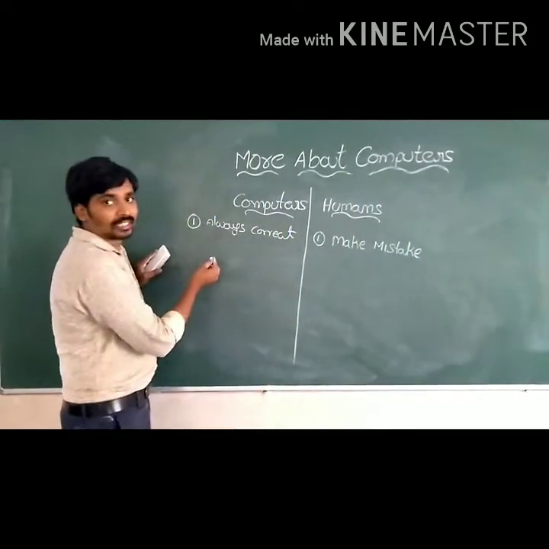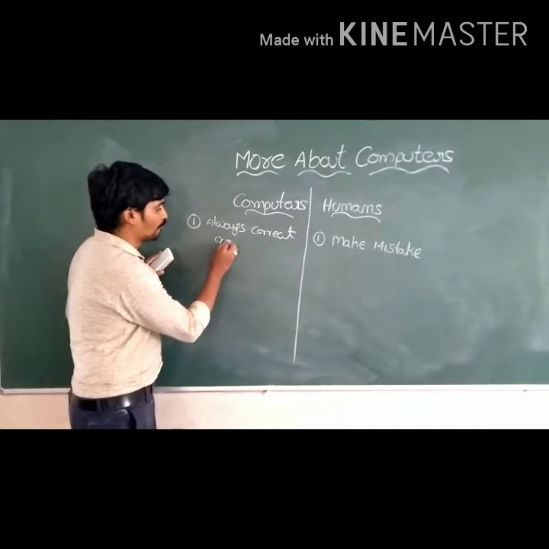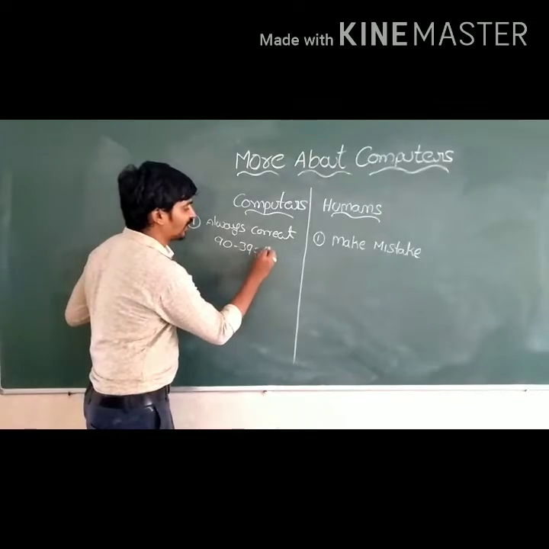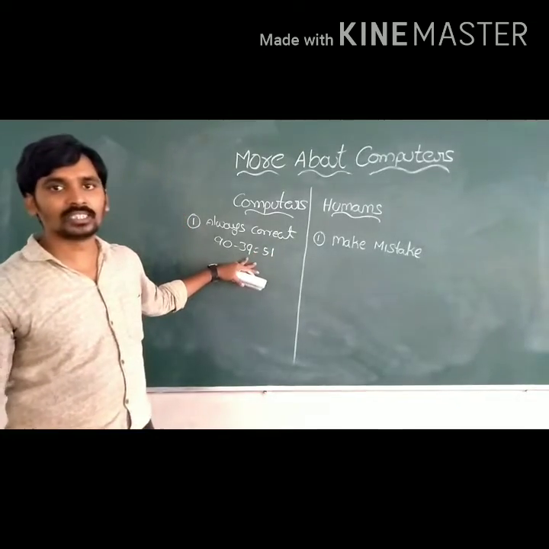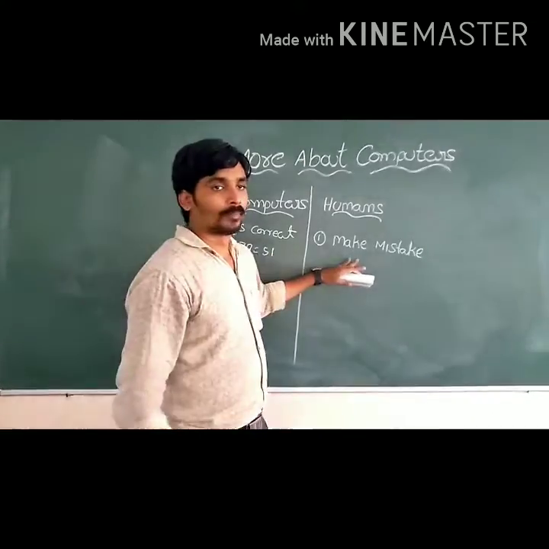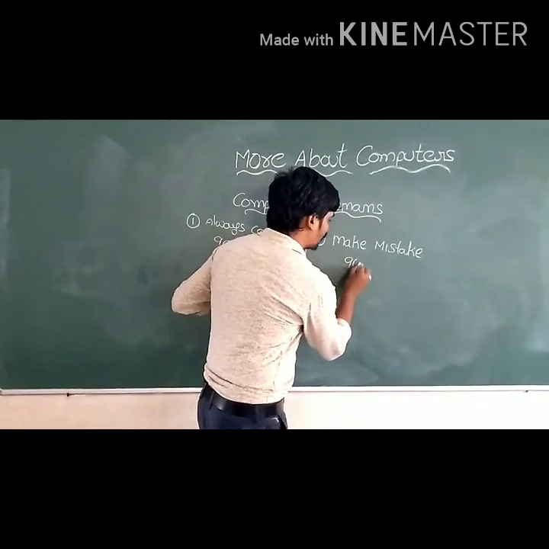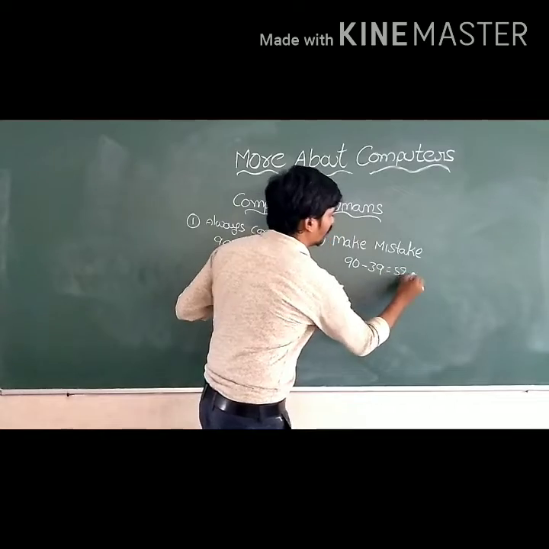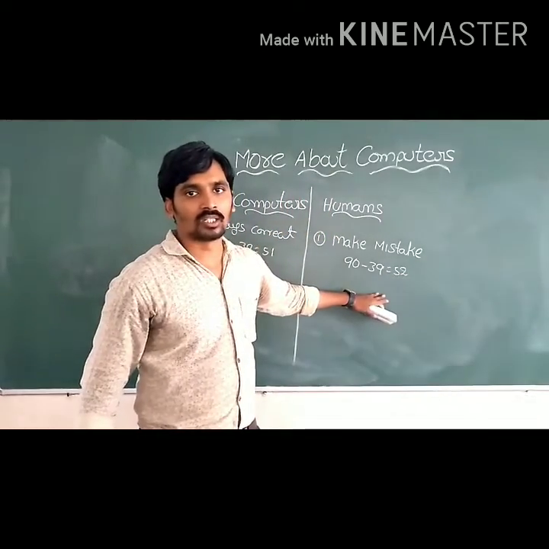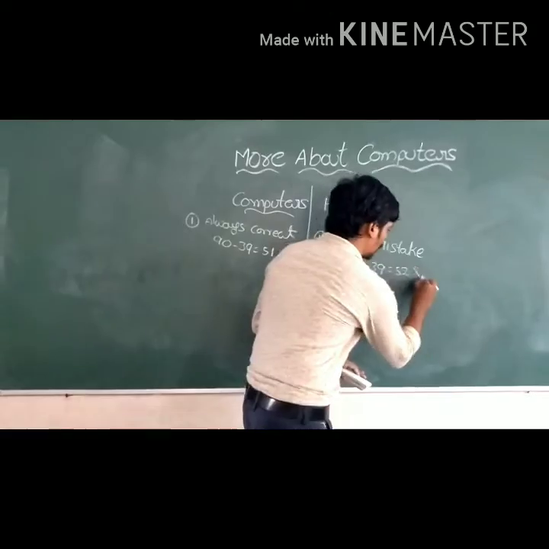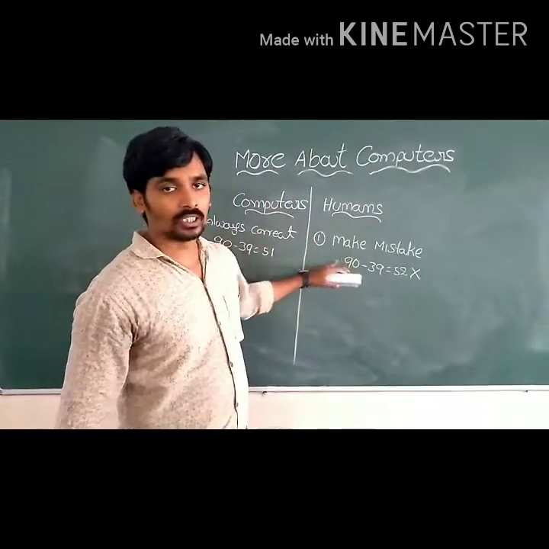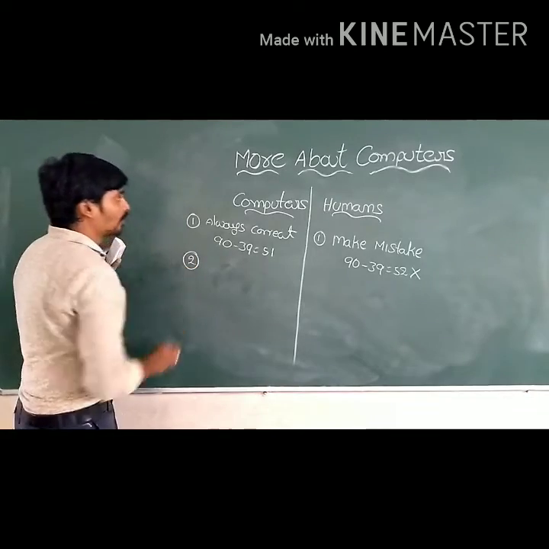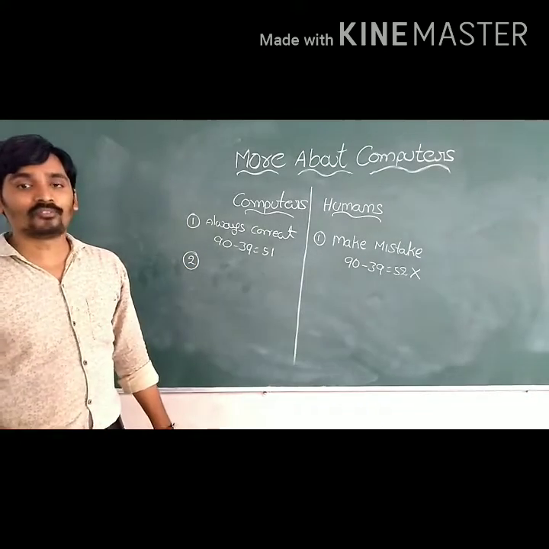Listen, always correct. 90 minus 39 is equal to 51. This value is correct. 90 minus 39 is equal to 52. It is wrong. This value is wrong. Okay, na? Understood this one? Second one is computer is very fast.